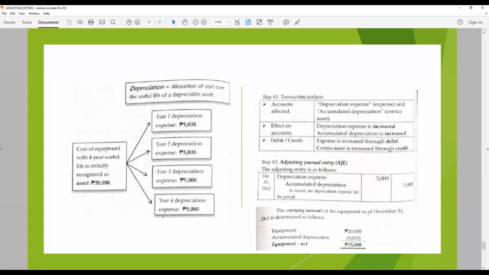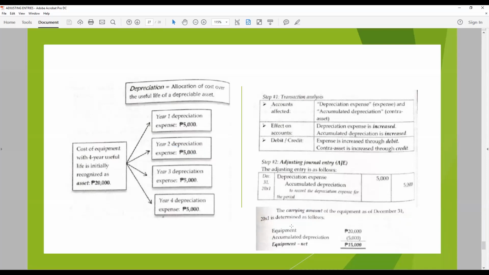The carrying amount of the equipment is determined as follows. So, ganito yung formula. Kapag tinanong sa problem, what is the carrying amount of the equipment? Simply, you get the cost of the equipment less any accumulated depreciation. In this case, in year 1, you have 5,000 charge for depreciation. So, your carrying value as of first year of equipment is 15,000. So next year, pag nag-add kayo ng 5,000, ang carrying value na lang ng equipment nyo next year is 10,000.